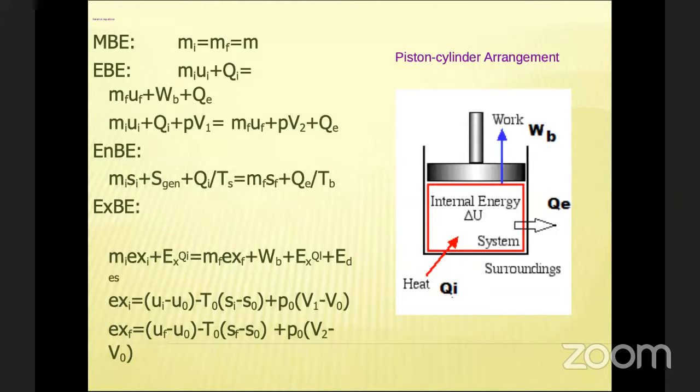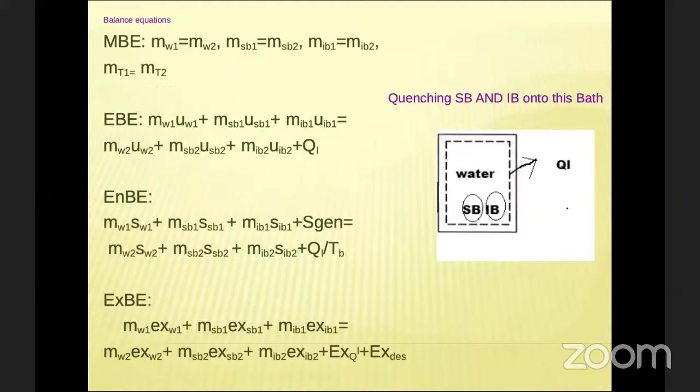Next, this is another closed system. What we are seeing here is a water bath which is at a low temperature, in which we are suddenly putting a steel bar or iron bar which is at a very high temperature. So what happens? Quenching will take place. Over a period of time, this solid steel bar or iron bar will reach the temperature of the water, thermal equilibrium, right? So how to write these equations?